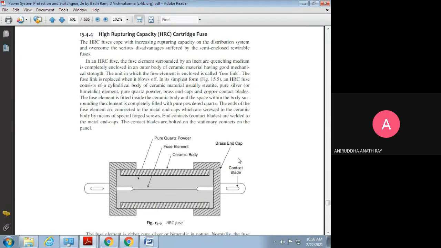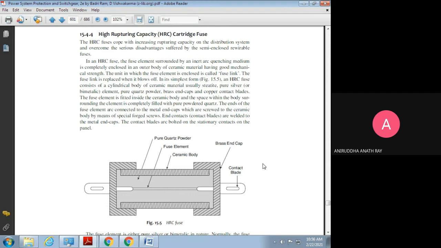The fuse element is fitted inside the ceramic body. So this is the ceramic body over here, and this is the fuse element. The space within the body surrounding the element is completely filled with pure powdered quartz. You can see over here, the fuse element is fitted inside the ceramic body, and the space within the body is filled with pure powdered quartz.